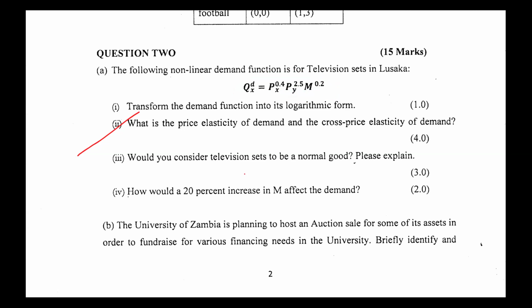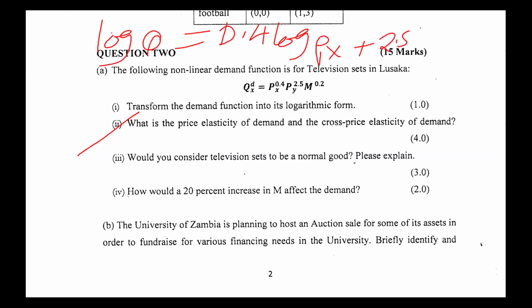Let's go back to the way it was. We had made it as log Q, whatever, equals 0.4 log px, plus 2.5 log py, plus 0.2 log m, right? This is what we got when we transformed the equation. So this one is a linear function, a linear log-defined function. So we can manage to find the price elasticity of demand.